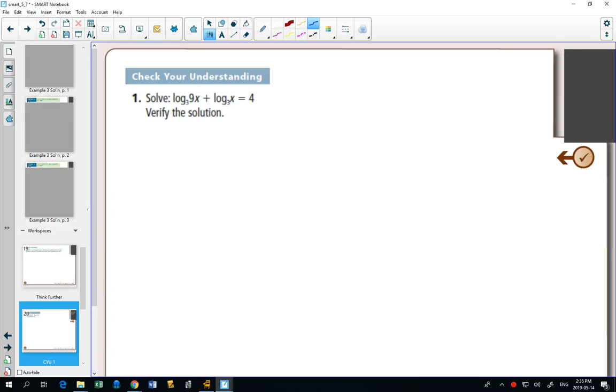Now, you have solved a few simple log equations already because you've had to find intercepts of log graphs. So when we had a log graph, no matter how complicated it was, let's just do x plus 1 in brackets here, minus 3.